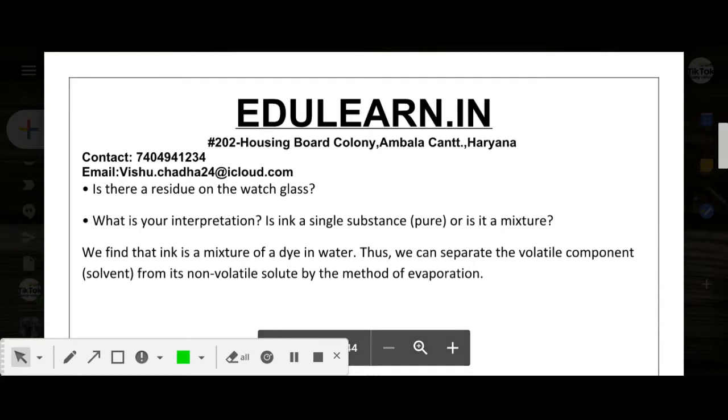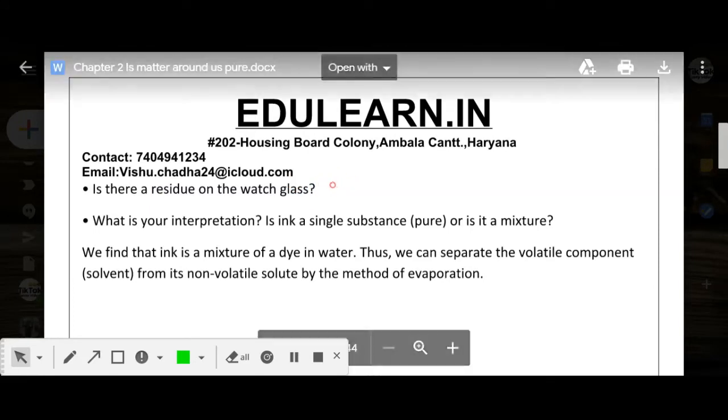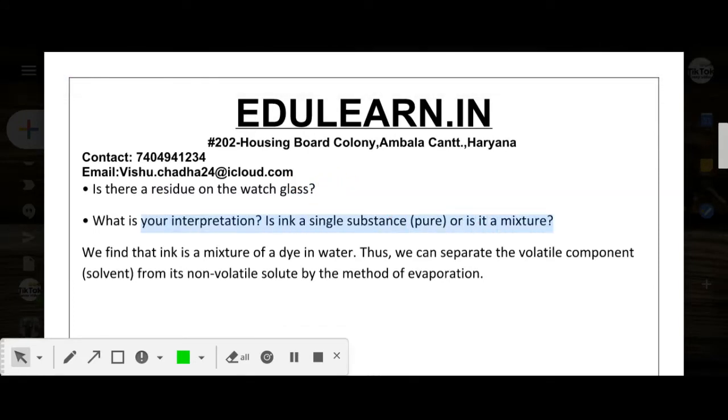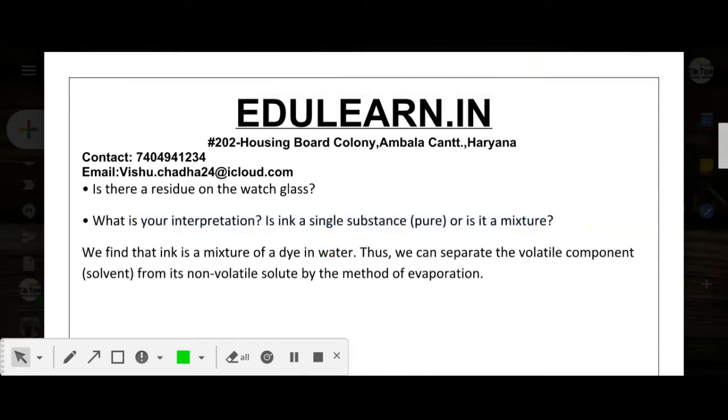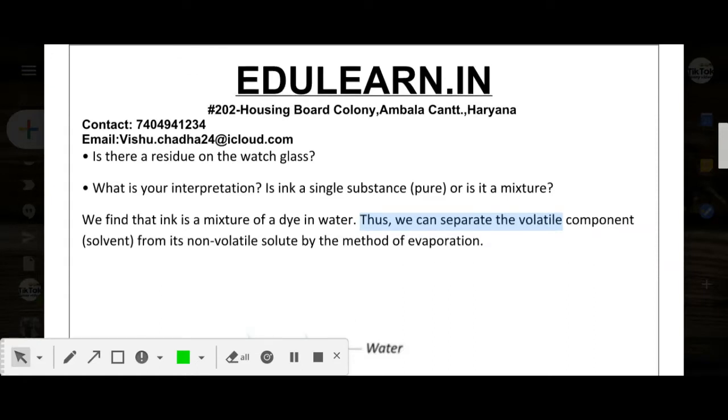Watch glass se water, obviously. Is there a residue on the watch glass? Yes. What is your interpretation? Is ink a pure substance or a mixture? So we will find ink is a mixture of dye and water. You will obtain dye on that particular watch glass and the water will get evaporated due to the process of evaporation, and in this way we can separate a volatile component from a non-volatile component.